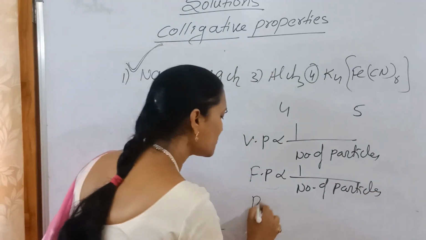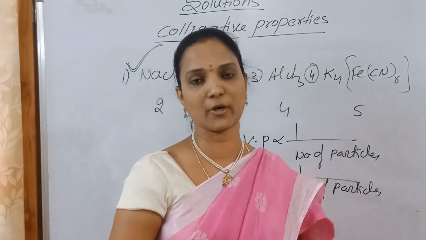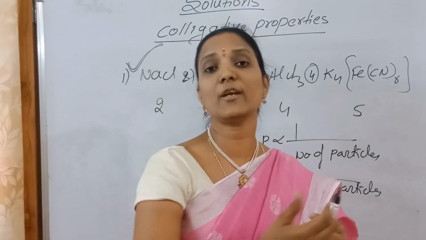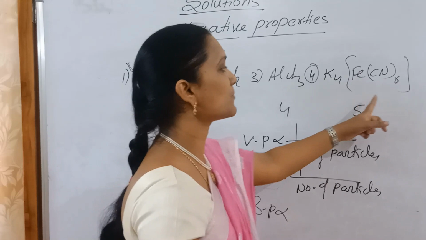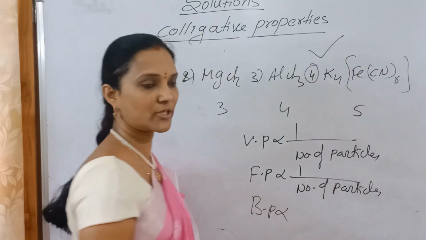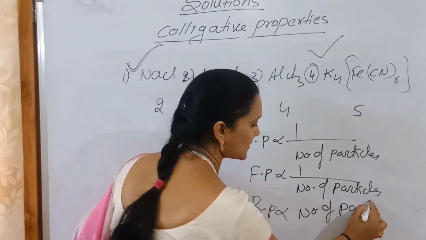Okay. Highest boiling point. What happens in boiling point? Elevation in boiling point. If the number of solute particles increases, the boiling point also increases. Number of particles increases, boiling point increases. So for the highest boiling point, the answer is this fourth option. So boiling point is directly proportional to the number of particles.